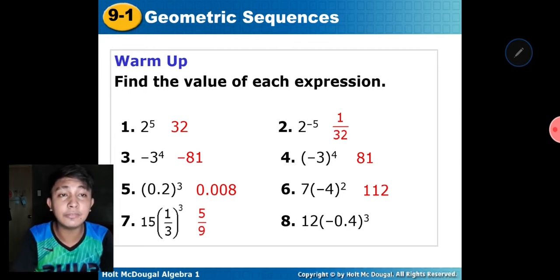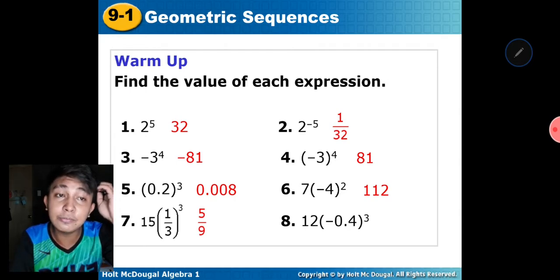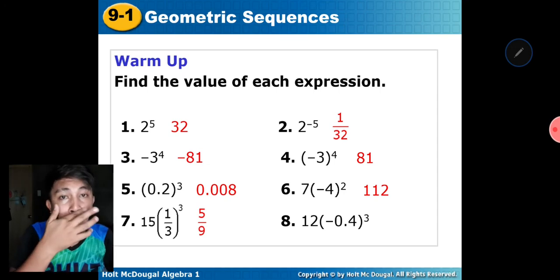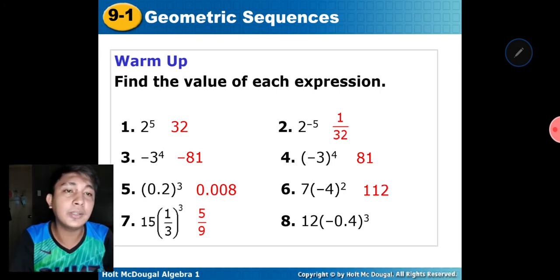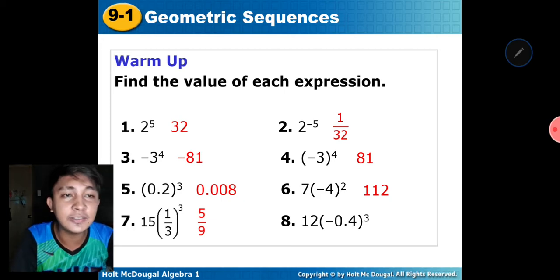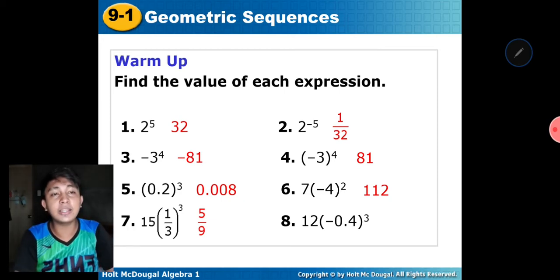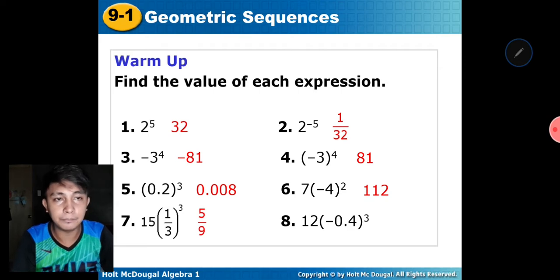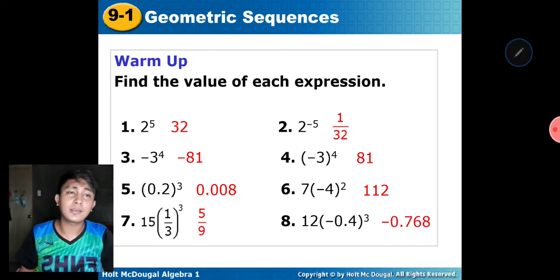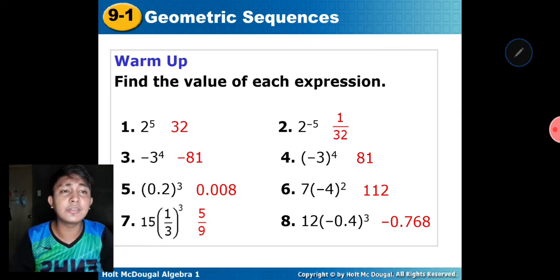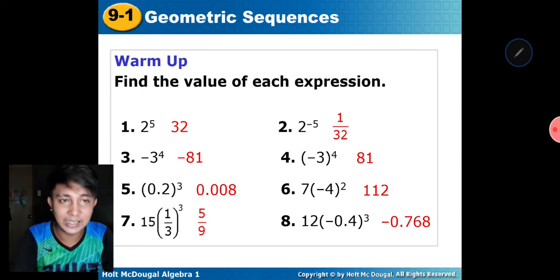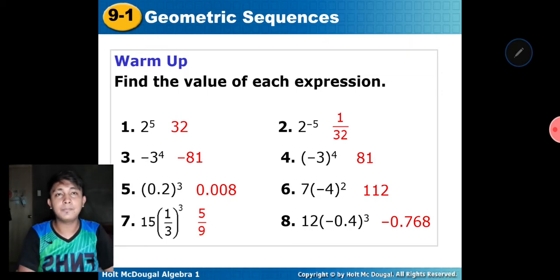Okay, next we have 12 times negative 0.4 cubed. Okay, negative 0.4 cubed: we have negative 0.4 times negative 0.4, that is positive 0.16, times negative 0.4, that is negative 0.064, and times 12, we have negative 0.768. Okay?